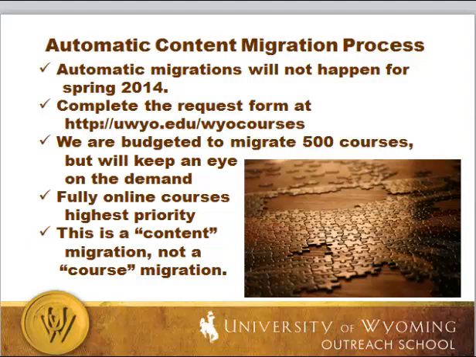You need to complete a request form for content migration at the WyoCourses website, uwyo.edu/WyoCourses. We are budgeted to migrate 500 courses. We'll keep an eye on that demand, but right now that's what we're budgeted for. Fully online courses will have highest priority.